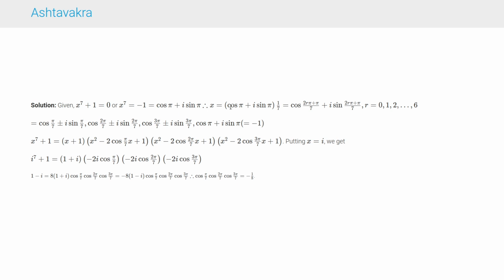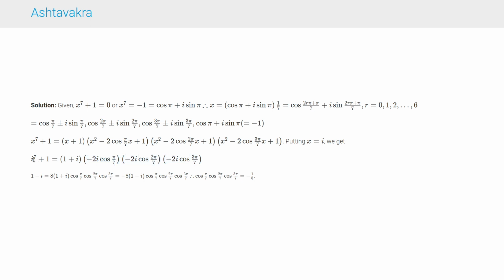So proceeding like previous problems, we deduce the roots to be cos π by 7 plus i sin π by 7, cos 2π by 7 and so on. Now x to the power 7 plus 1, like previous problems, becomes (x plus 1)(x square minus 2 cos π by 7 x plus 1)(x square minus 2 cos 2π by 7 x plus 1) and so on. Now I put x equal to i here, it becomes i to the power 7 plus 1 is equal to (1 plus i) into (minus 2i cos π by 7)(minus 2i cos 2π by 7) and so on.